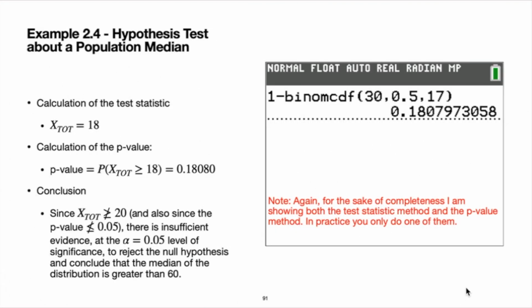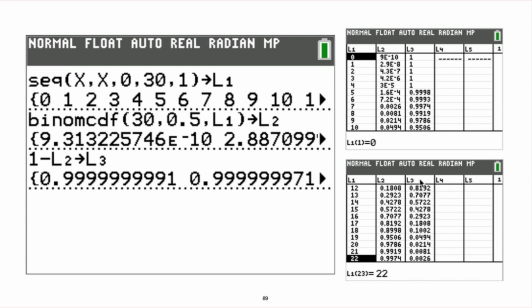Okay, so again, for this example, we found that x tot was equal to 18, so that's the number of observations in the original data set that are greater than the hypothesized value of 60. The p-value is therefore the probability that x tot is greater than or equal to 18, and that turns out to be 0.18080. Again, we can get that from this lower right panel here. So the probability that x tot is greater than or equal to 18 is equal to the probability that x tot is strictly greater than 17. And we see that that's 0.1808.